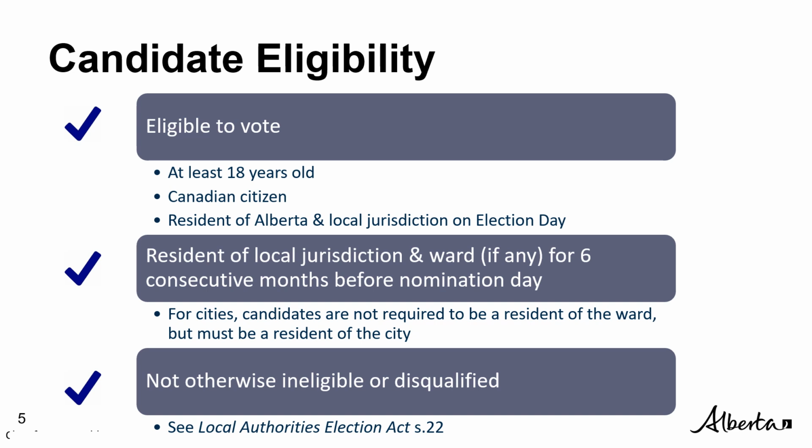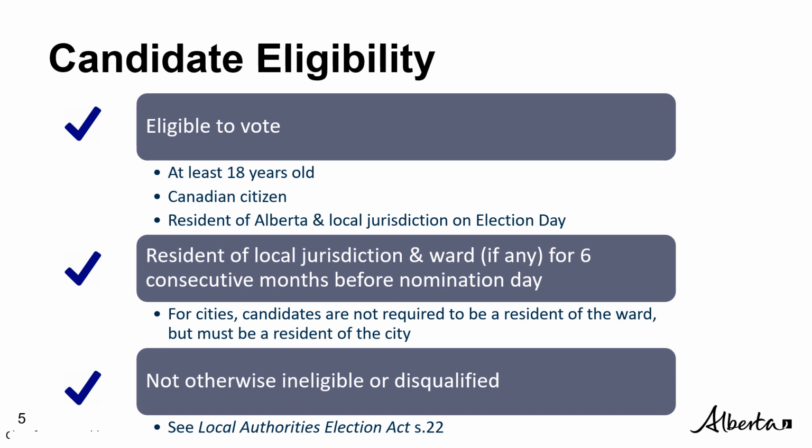In a municipality or school division with a ward system, other than a city, you must be a resident of the ward or the electoral division in which you intend to run for the 6 consecutive months immediately preceding nomination day. In a city with a ward system, it is required that you have been a resident of the city for 6 months immediately preceding nomination day, not necessarily the ward in which you wish to run.